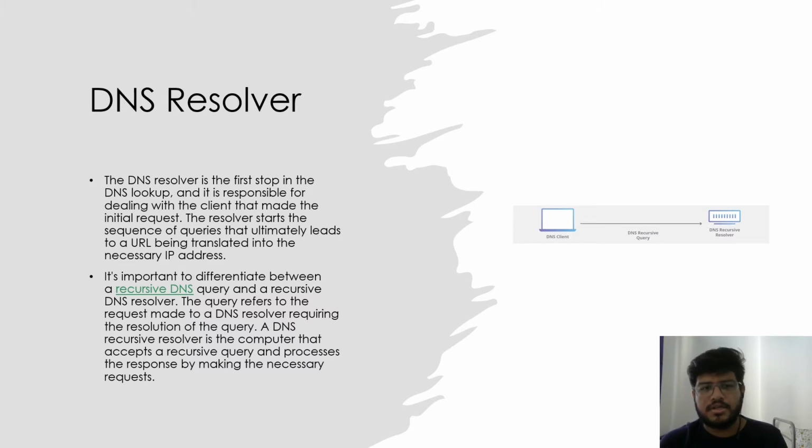Now, after looking at the DNS lookup, let us understand what a DNS resolver is. The DNS resolver is the first stop in the DNS lookup, and it is responsible for dealing with the client that made the initial request. The resolver starts the sequence of queries that ultimately leads to our URL being translated into the necessary IP address. It's important to differentiate between a recursive DNS query and a recursive DNS resolver. The query refers to the request made to a DNS resolver requiring the resolution of the query, whereas a DNS resolver is the computer that accepts a recursive query and processes the response by making the necessary requests.